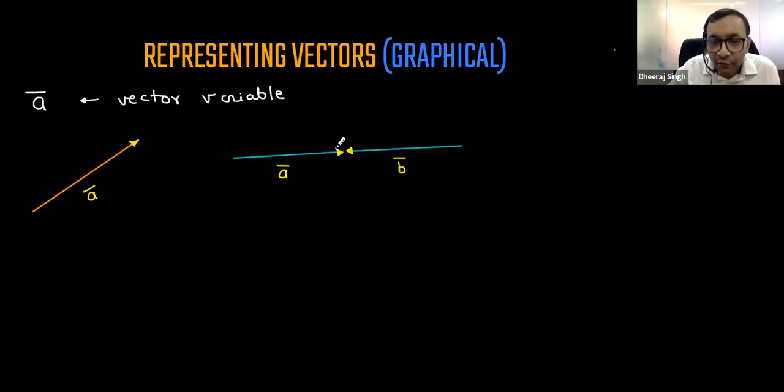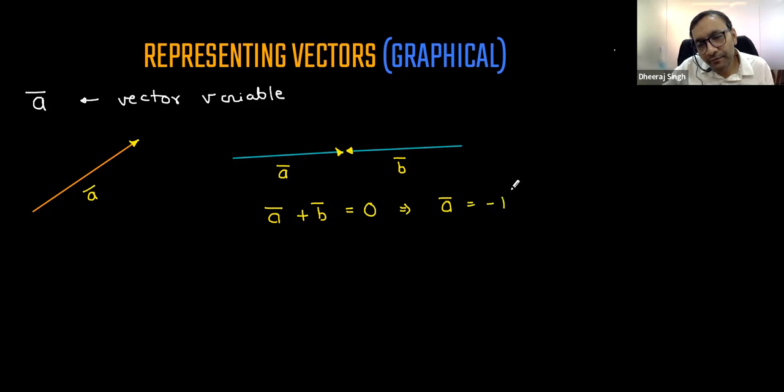We know that the net force will be zero. 2 newton from the left hand side, 2 newton from the right hand side. When you add it up, it should become zero, right? So we already know that the sum of the two vectors should give us zero. That is the reason why A should be equal to negative of B.